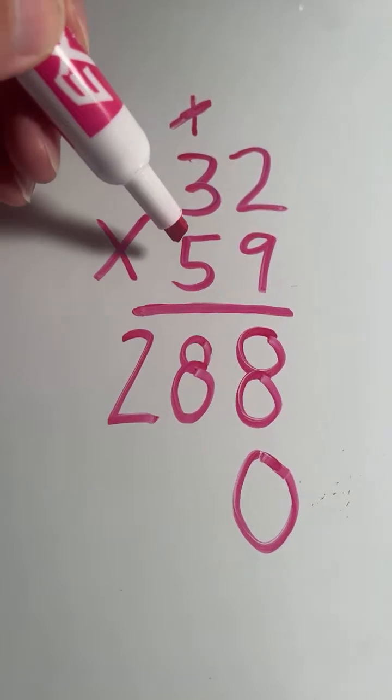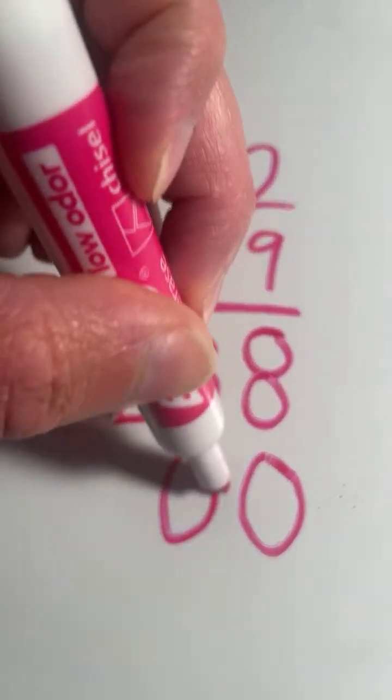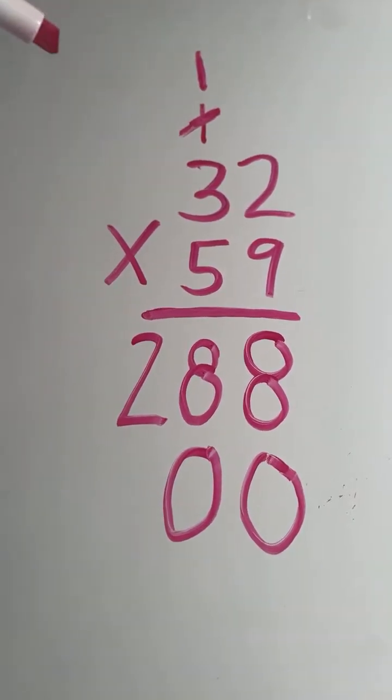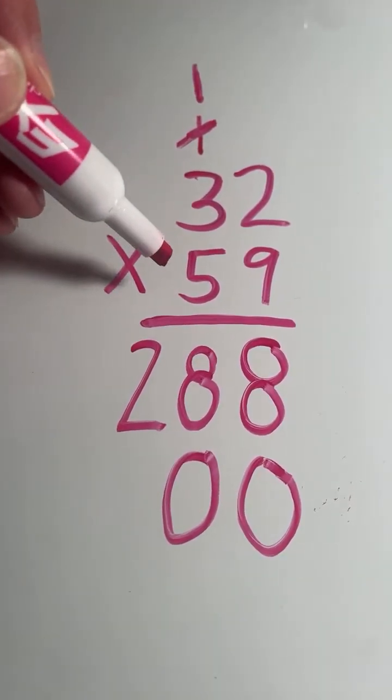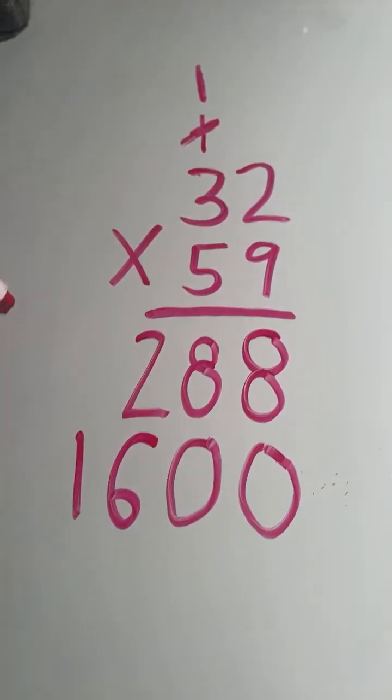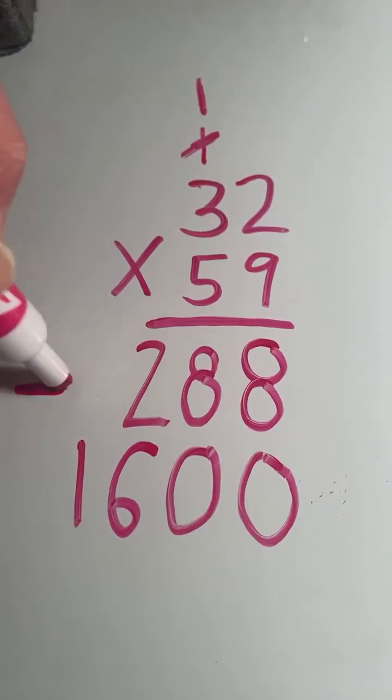2 times 5 equals 10. We have to regroup there. The 0 in 10 goes in the tens place. The 1 in 10 gets carried over to the hundreds place. 3 times 5 equals 15, plus 1 equals 16. Now to get our final answer, we have to add these two numbers together.